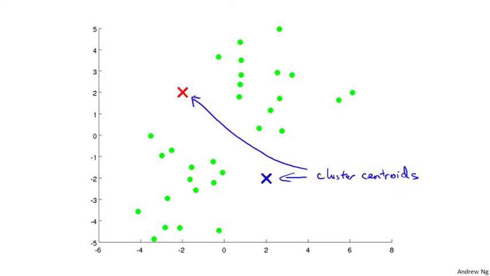K-means is an iterative algorithm, and it does 2 things. First is a cluster assignment step, and second is a move centroid step. So let me tell you what those things mean.